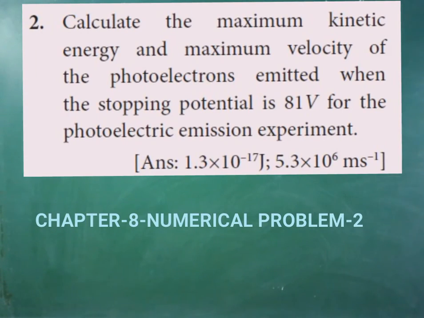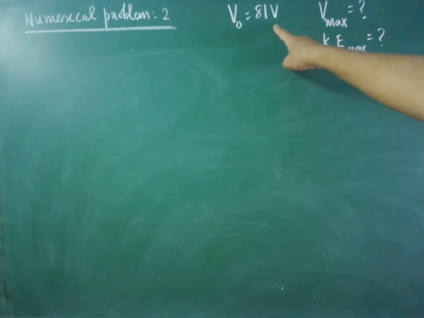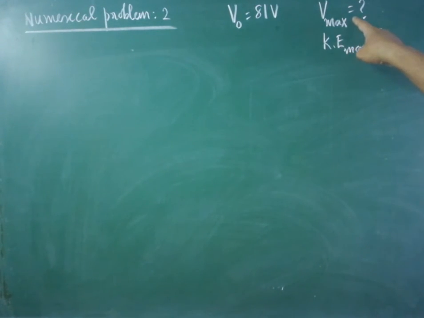Now we are going to solve the second problem in the 8th chapter. So what is asked in the problem? You are asked to calculate the maximum kinetic energy and maximum velocity of the photoelectrons emitted when the stopping potential is 81 volt for the photoelectric emission experiment. Here V0 is given. Here V0 is nothing but the stopping potential. You are asked to calculate the maximum velocity and maximum kinetic energy.